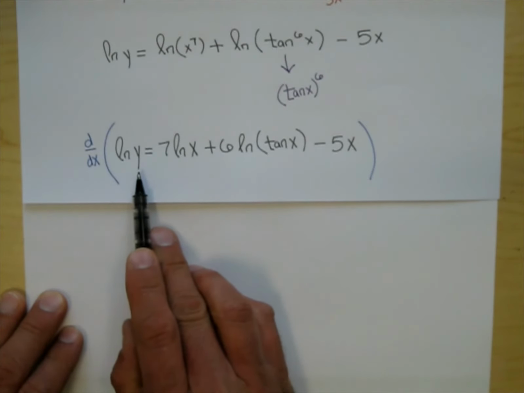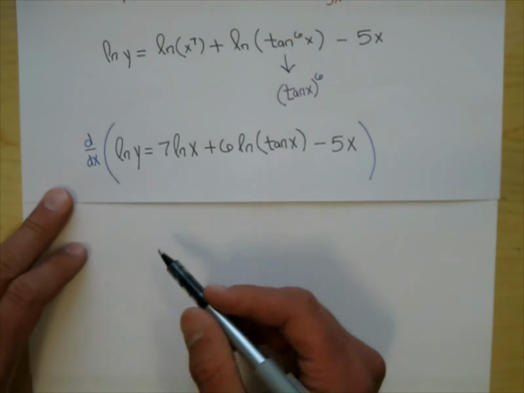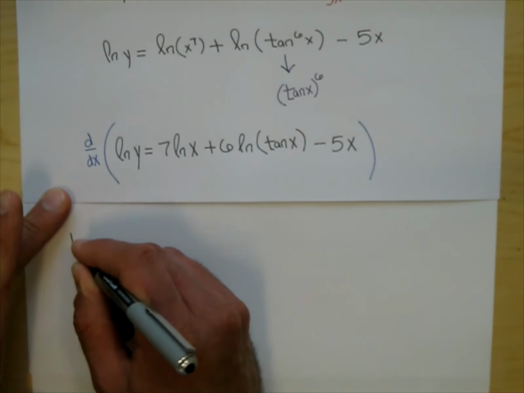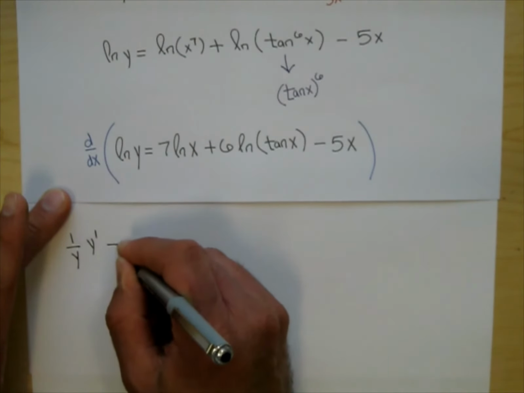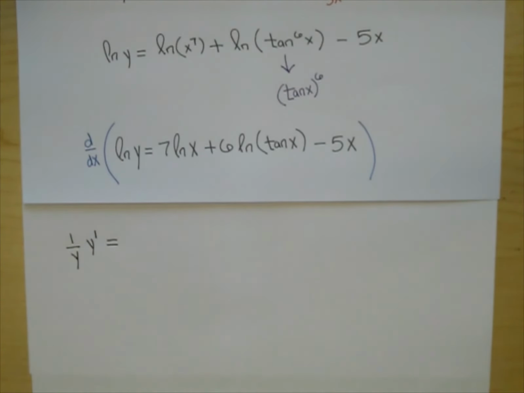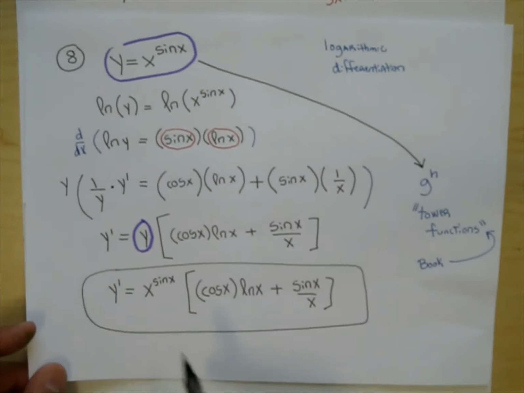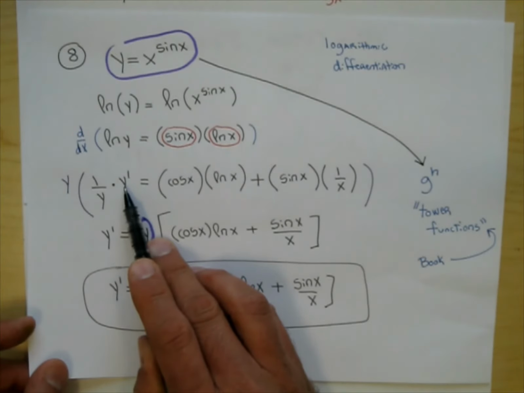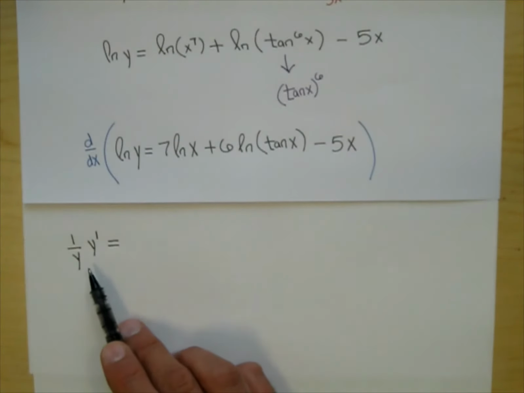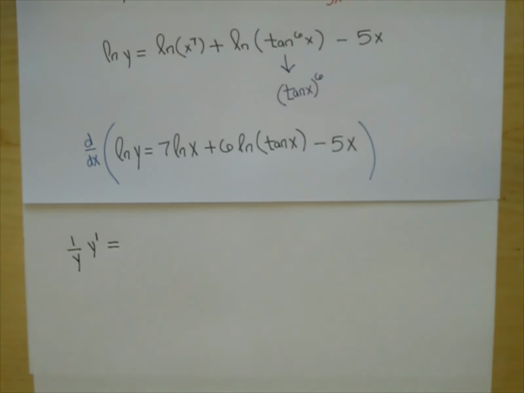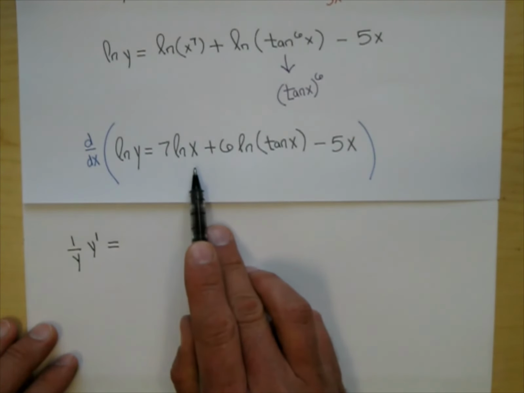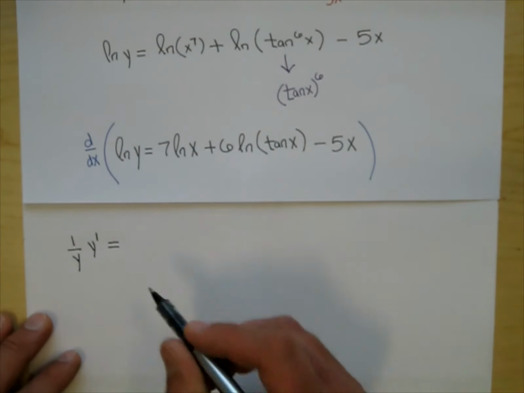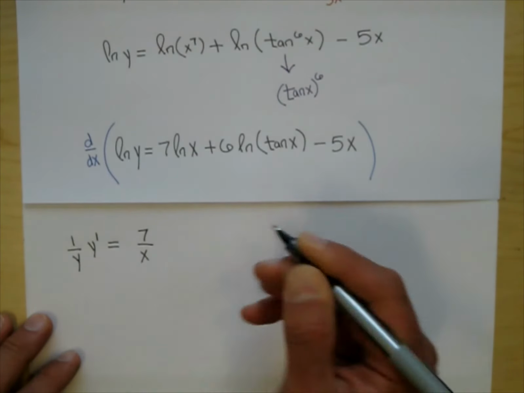So the derivative of ln y, so the derivative of ln something is 1 over that something. And then because we took the derivative with respect to x, we have a y prime equals. Now that looks very familiar because that's exactly what happened in the last problem. 1 over y times y prime. And so when you do logarithmic differentiation, that's always going to be the same thing. Now the right-hand side is going to be different. I'm taking the derivative of 7 ln x. So the derivative of ln x is 1 over x. So this part becomes 7 over x.